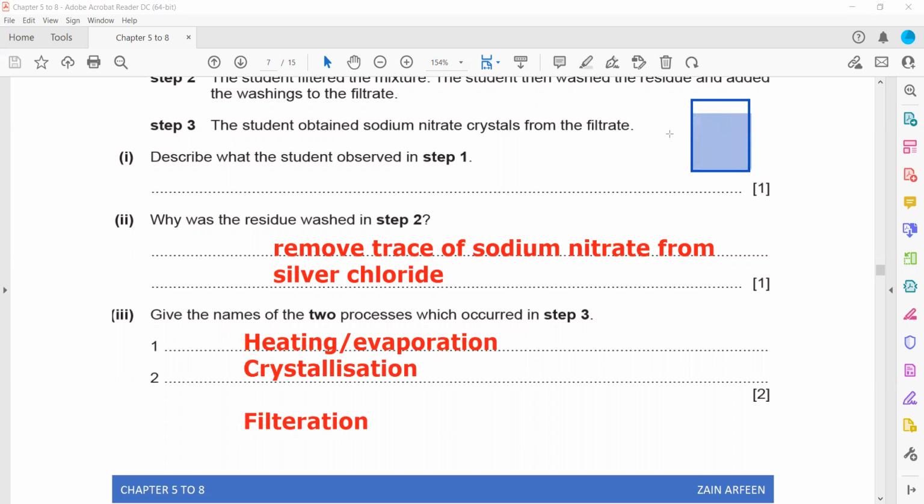When we supply the heat energy, the solvent will evaporate, that is the water. And then there will be crystals. When we cool down, the crystals of sodium nitrate will start to form. And then after that, we'll use filtration. So filtration is the third step. The first 2 steps are evaporation and crystallization.